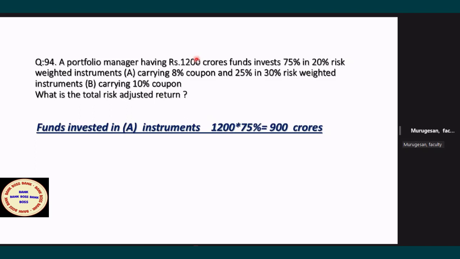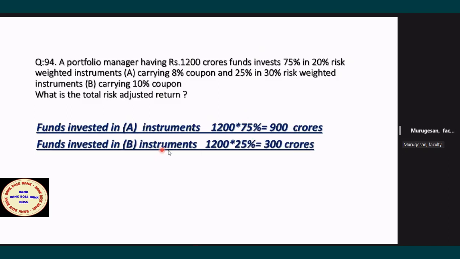The entire 1,200 is the total money. 75%, how much is 75%? 900. 75% of 1,200 is first, how much is going to be invested in instrument A, how much in instrument B, we will find out. So 1,200 is the total, fine. 75% of 1,200, 900 crores. Agreed? Okay.